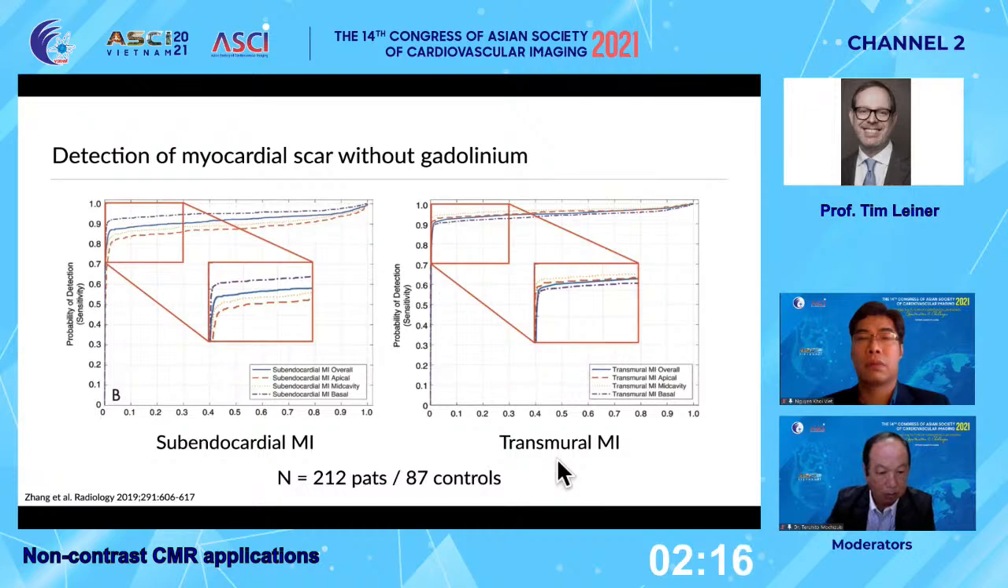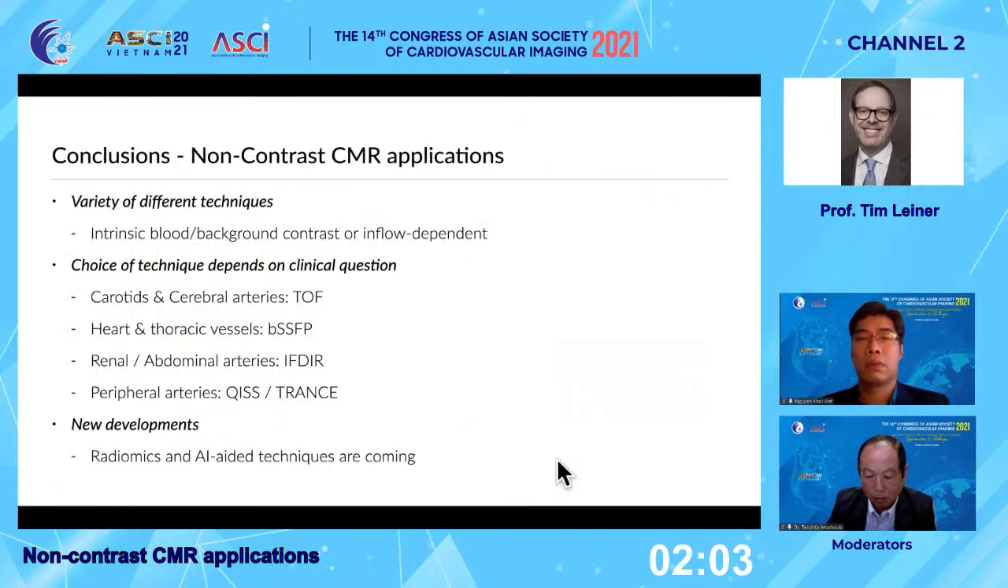And as you can see right here, these authors were also very accurate in identifying myocardial scar, but without the need for contrast injection. So I think this is also going to be a very nice addition to the toolbox in the near future. So that brings me to the conclusions of this lecture about non-contrast CMR applications.